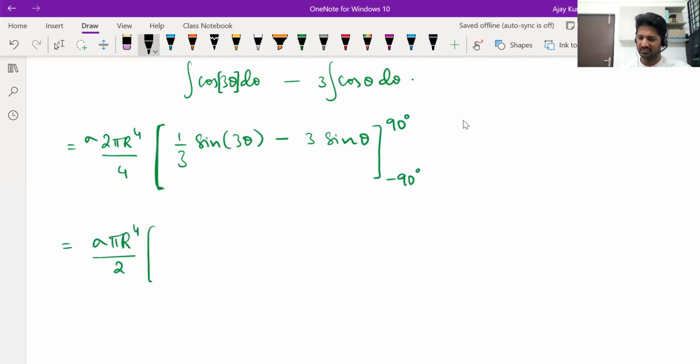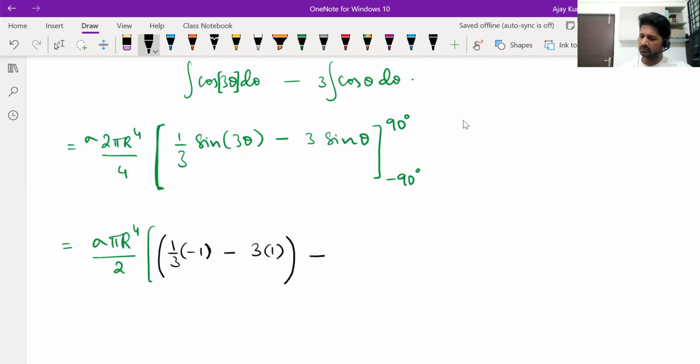Anyone? Sine 270. Sine 90 is 1. Sine 180 is 0. Sine 270 is minus 1. Okay. Minus of 3 times sine 90 is 1. That is when you substitute the upper limit.